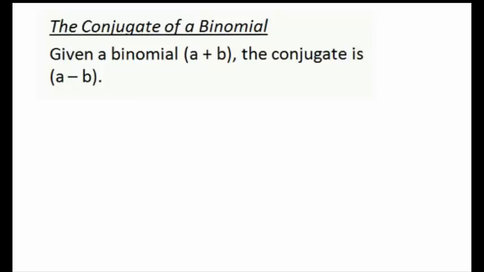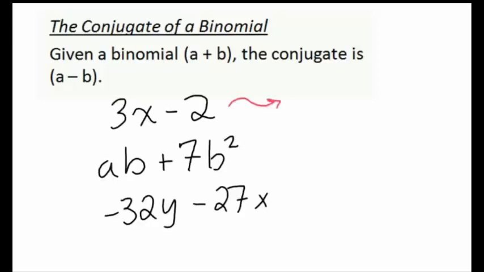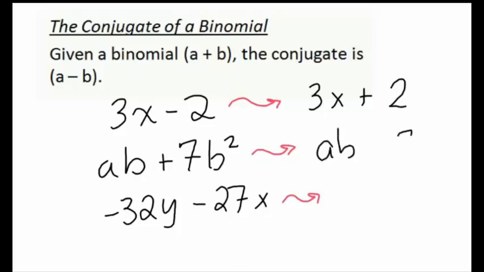So, for example, the conjugate of this one, well, we could write down our terms and then switch the sign in between them. So this is the pattern that we use if we want to create what are called the conjugate of a binomial. Just write down your two terms and switch the sign in between your two terms.